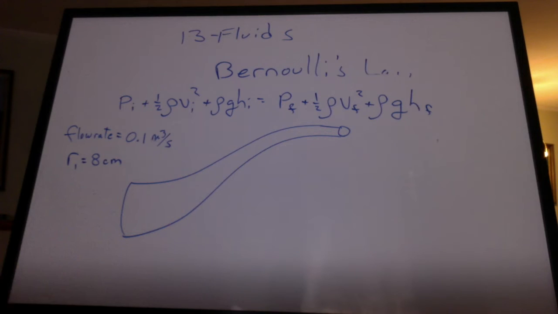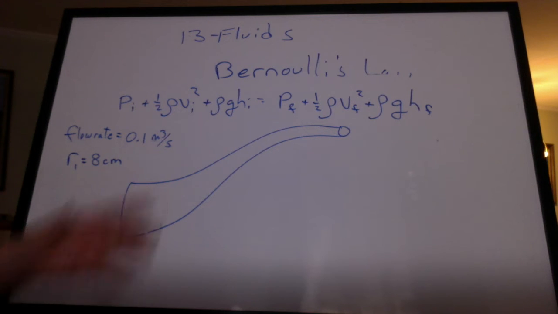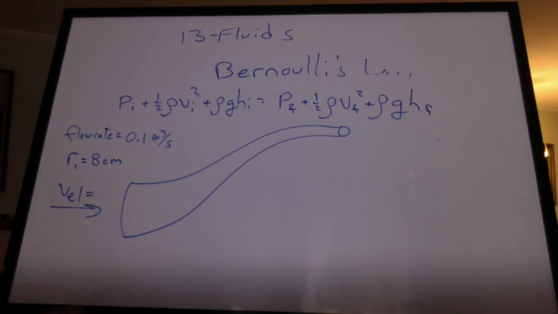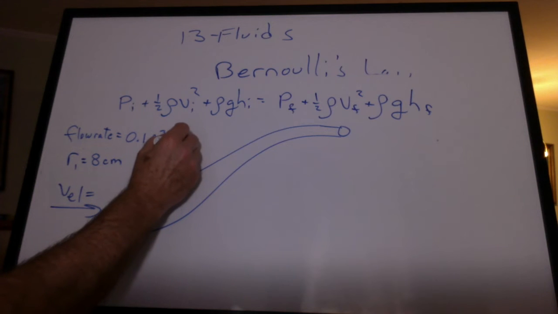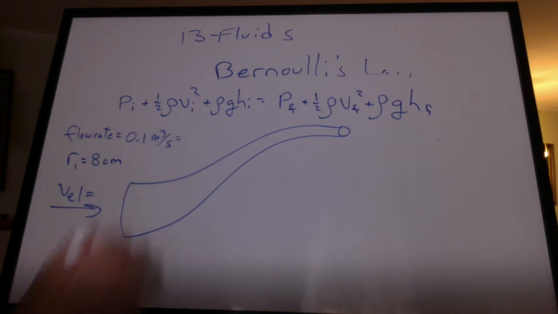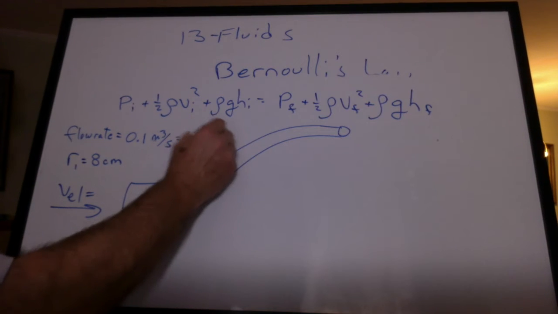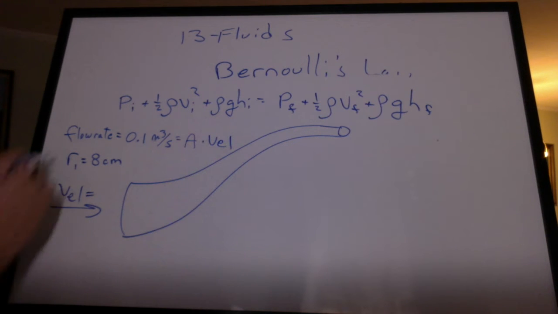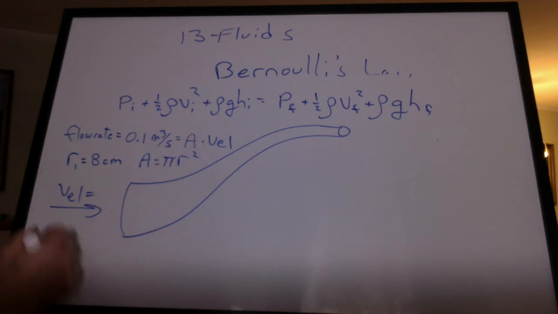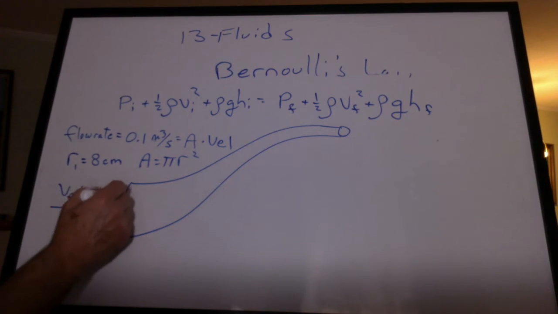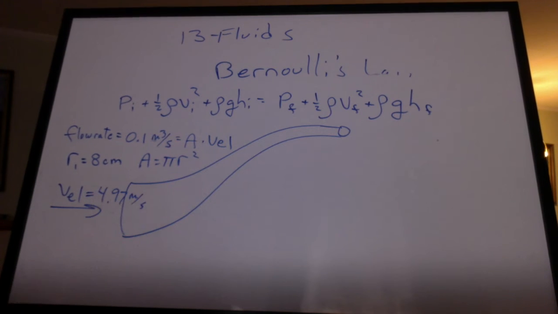All right, we'll do a problem. Let's say you've got a pipe here with a radius of 8 centimeters. The flow rate is 0.1 cubic meters per second. That's how much water we want flowing through here. So how fast will this be going? What's the velocity? The flow rate is equal to the area times the velocity. We calculate the area, pi r squared. We do this, we get a velocity of 4.97 meters per second.